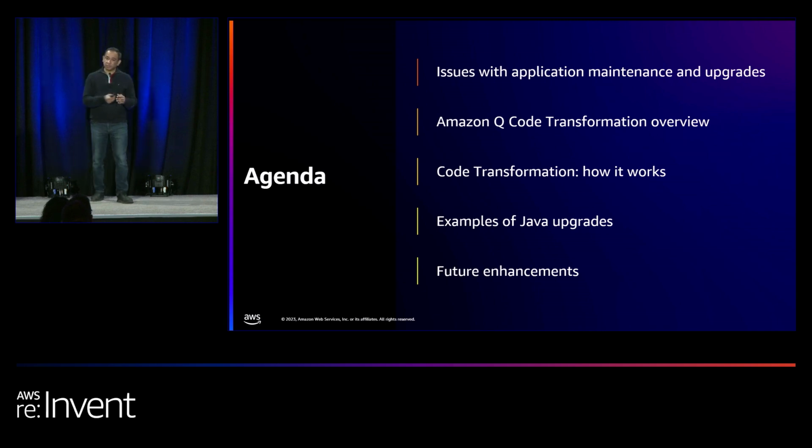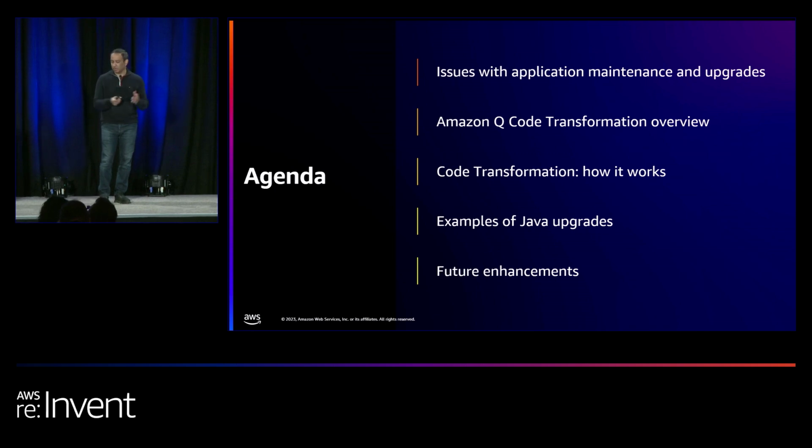We'll also go over some specific examples of the Java upgrades capability that we have today, how it makes changes, and what different things it can do, as well as go over an actual demo of a live app upgrade. And then finally, we'll cover some of the future enhancements that are coming down the road. OK?